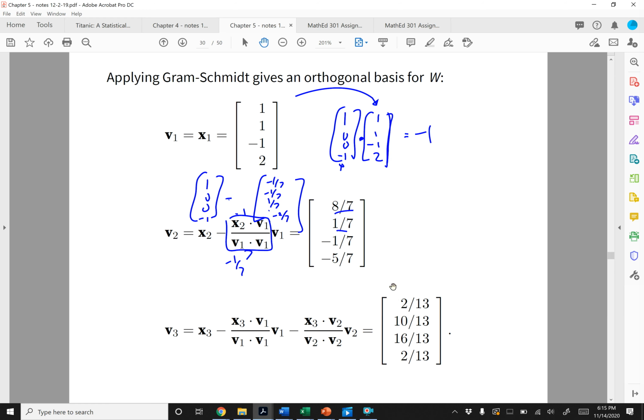Now we do a similar thing here, except we have to take the component of x3, subtract off the piece that's going in the direction of v1, and subtract off the piece that's going in the direction of v2, and what we have left will be perpendicular to both of those. So you do the same process that I did up here, just without making a mistake. So I'm not going to walk through those.